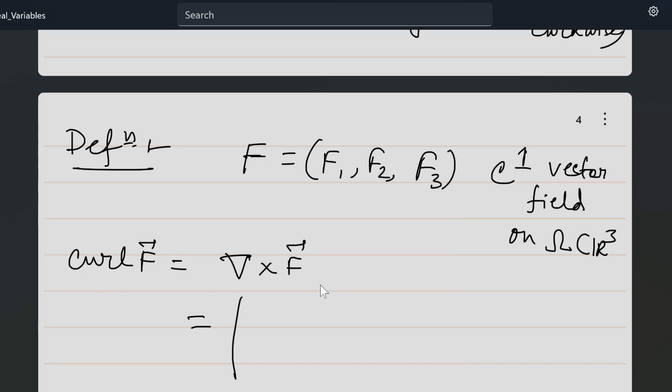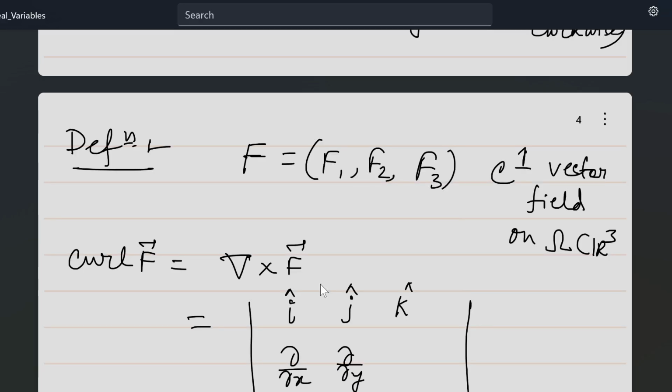This is nothing but, sorry. What is this? Anyone? This is this determinant with i, j, k. Correct? So this is the magnitude of this curl.